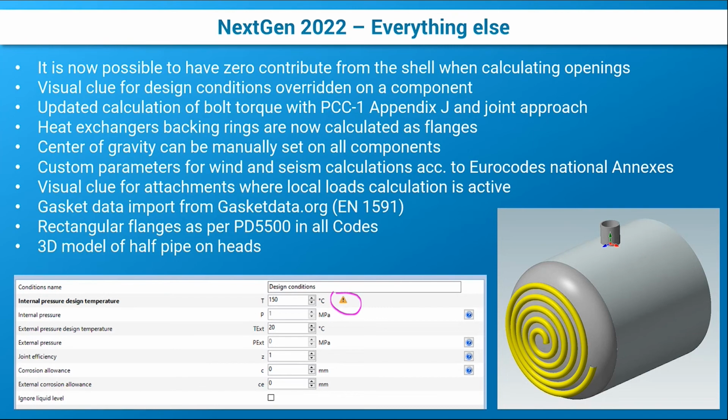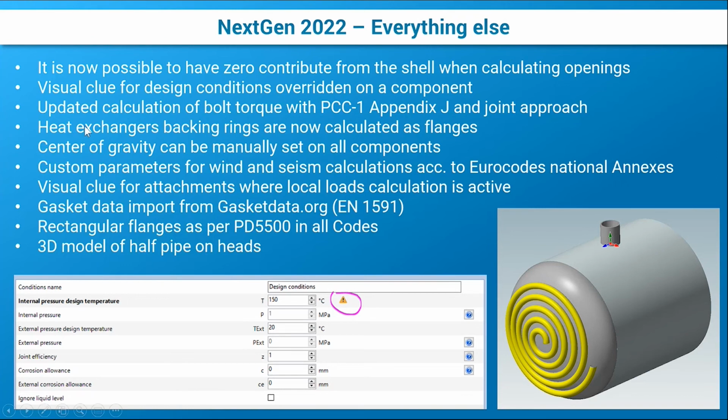We have added a visual clue for design condition override on a component. What does it mean? It means that if you have general conditions that are set to, let's say, 200 degrees, and you change the temperature only on one component, this also applies to pressure, corrosion allowance, and everything that is under the design condition. You have now this little triangle that reminds you that you are using on this component a value that is different from the overall settings that you made for the item.